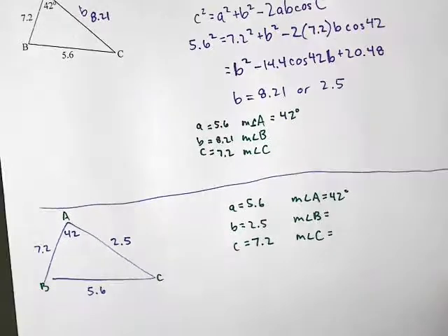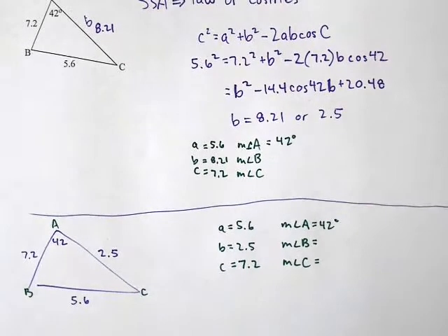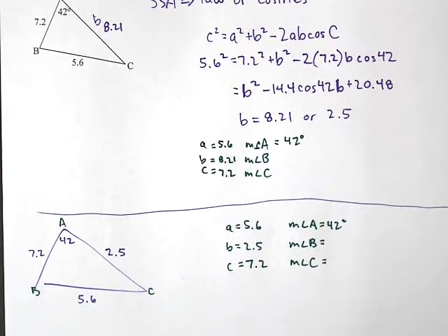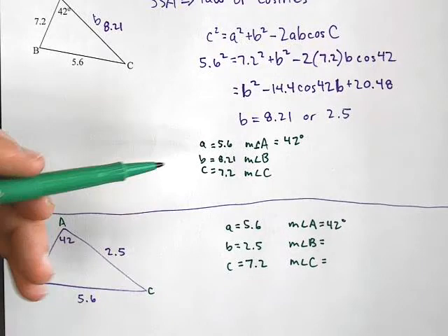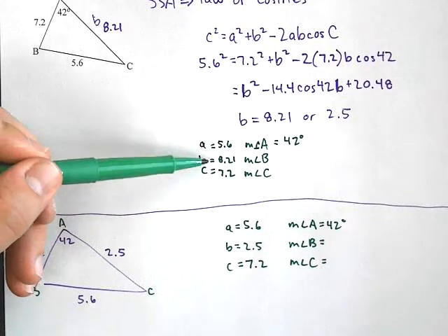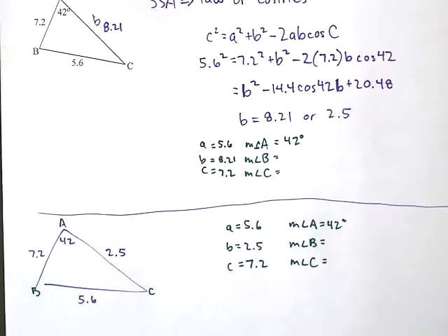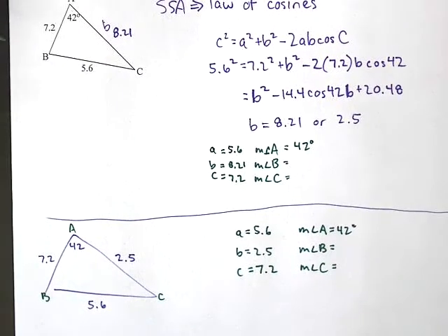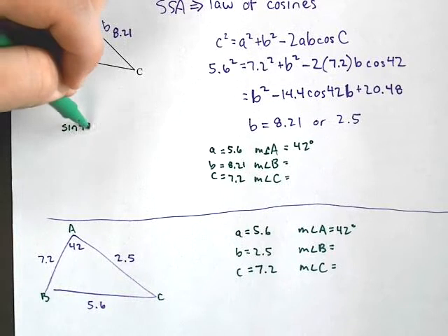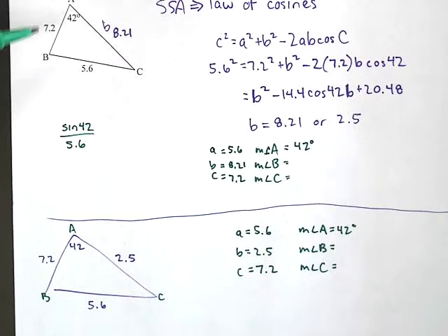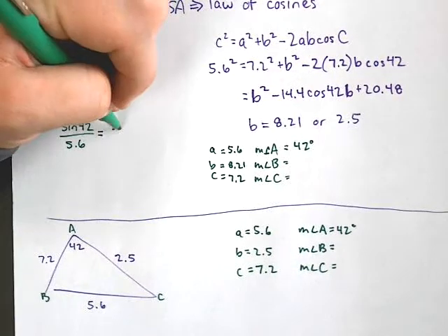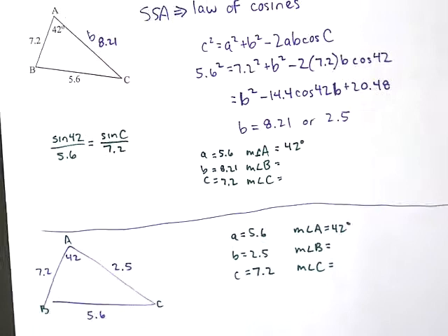The idea here is to always, always, always get the smallest angle first. If I want to get the smallest angle first, then in this case I'm going to get angle C before angle B, because side C is smaller than side B. So I'm going to set up the law of sines: sine of 42 over 5.6, because I have that pairing, is going to equal sine of C over 7.2.